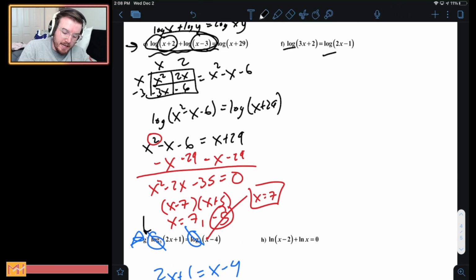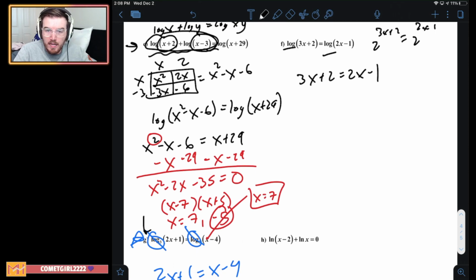A log on both sides, set it equal. Set the insides equal, right? Imagine it was 2 to the 3x plus 2 equals 2 to the 2x minus 1. Lots of us were getting these problems right on the classwork, right? If the base is the same, they just kind of cancel out. Well, if the log is the same, they just kind of cancel out. And solve.